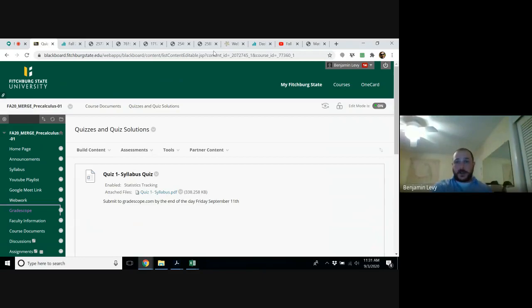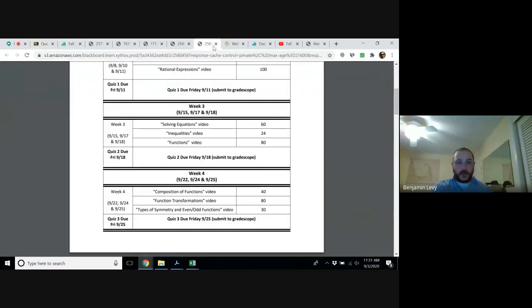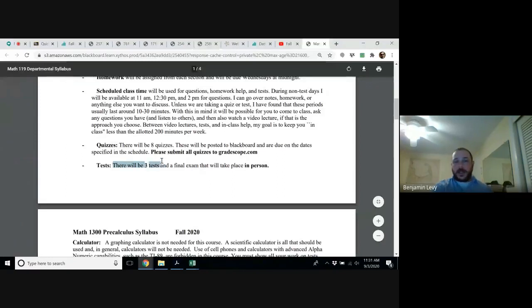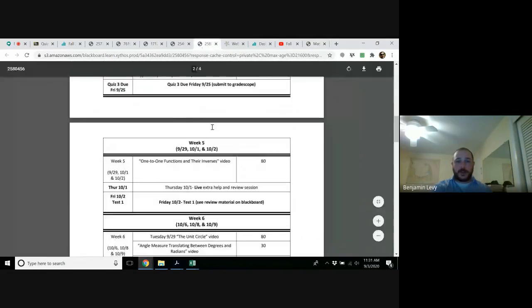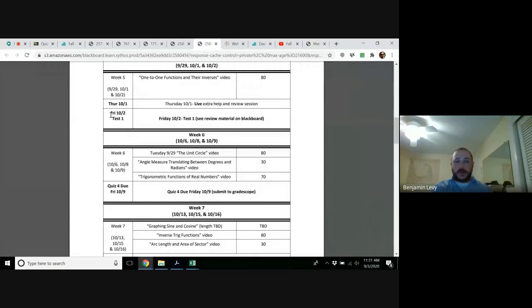As far as tests are concerned, I usually hold 3 tests and a final in this class, and I would generally like to schedule them in person. And so they're on the schedule. Let me just go to the first one. You can see the first one, test 1, is going to be Friday 10/2. They're generally going to be on Fridays, and I would like to hold them during our class time, so either 11 o'clock or 2 o'clock, depending on what class you're in.